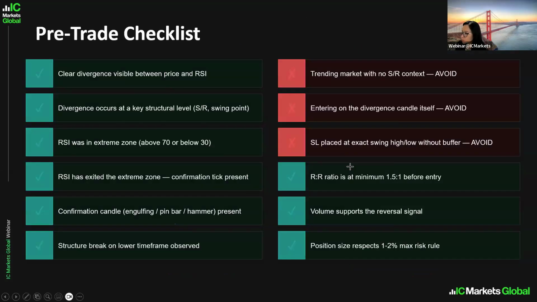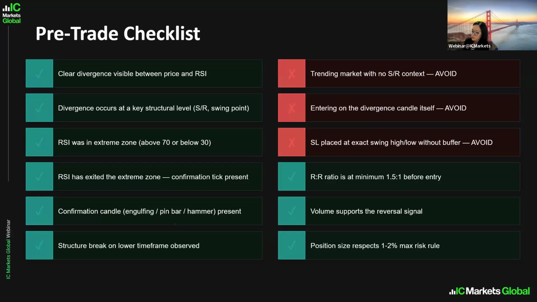Okay, so for the pre-trade checklist: first, a clear divergence visible between price and RSI. You know that the indicator you can use to identify it, we use RSI, you can use stochastic, or you can use MACD, but if you're new, it's recommended to use the RSI because you're going to spot it very clearly.